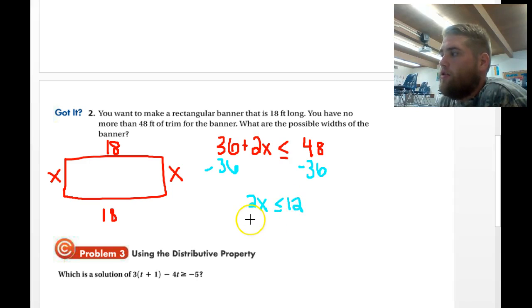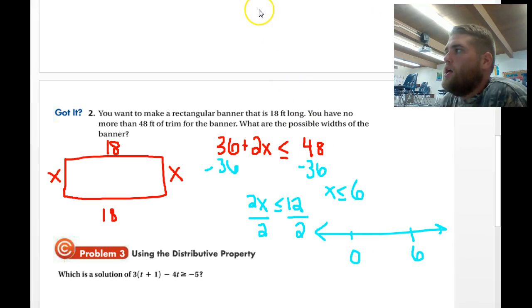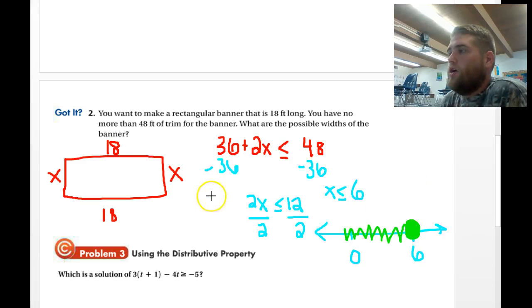Okay. From there, I want to divide by 2, and I get that x has to be less than or equal to 6. So when I draw my number line, it's 6, it's 0, okay? And when we shade in, my circle is filled because of my underlayer, and then we shade this way, okay? So that's the word problem. Once again, draw the picture.